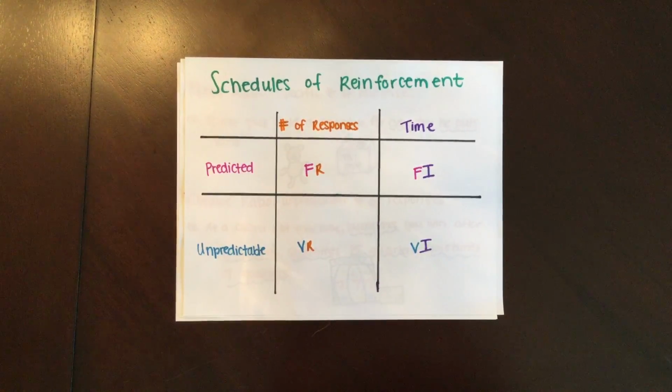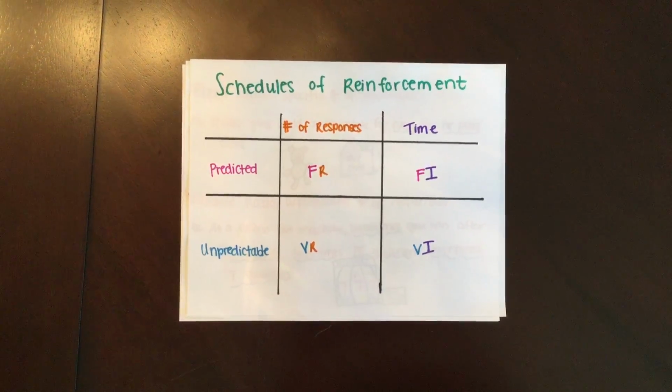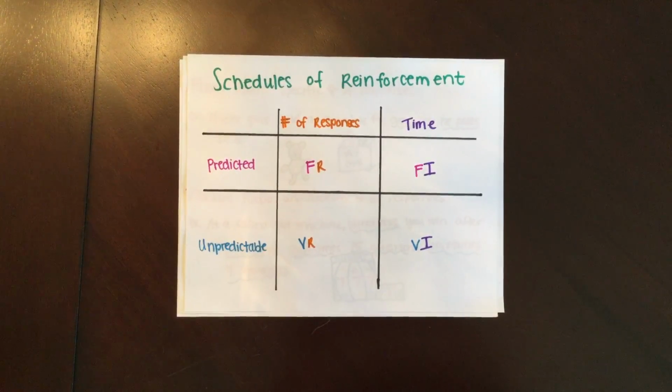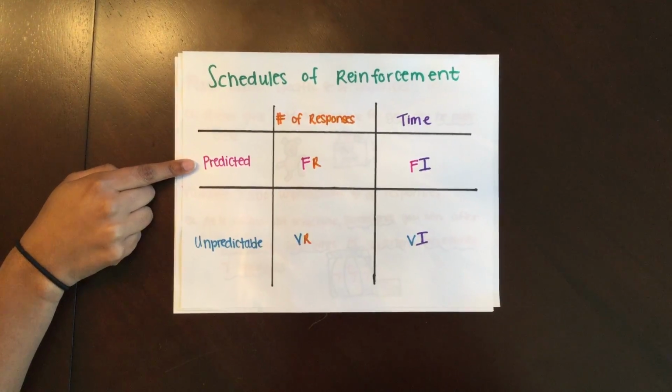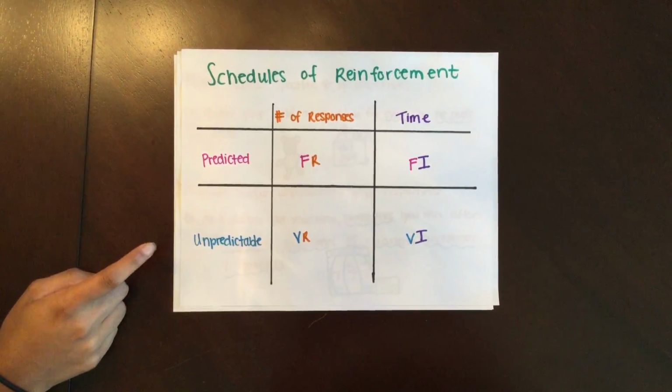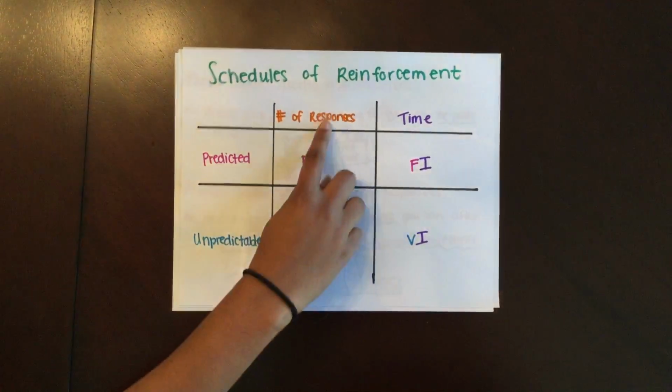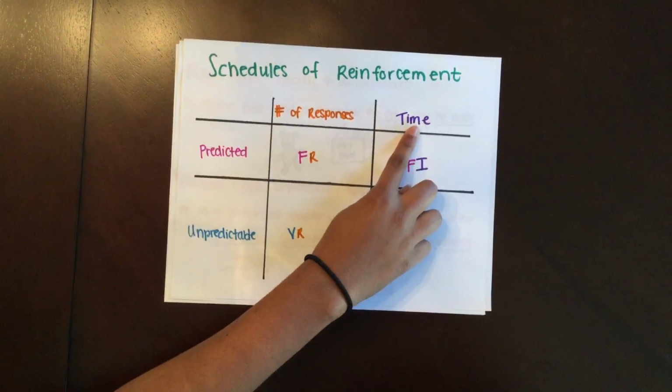Schedules of reinforcement are rules for when a reinforcement should be delivered. Here's another chart. First, determine if your reinforcement is predicted or unpredicted. Then, check if the reinforcement is based off of number of responses or the amount of time elapsed.